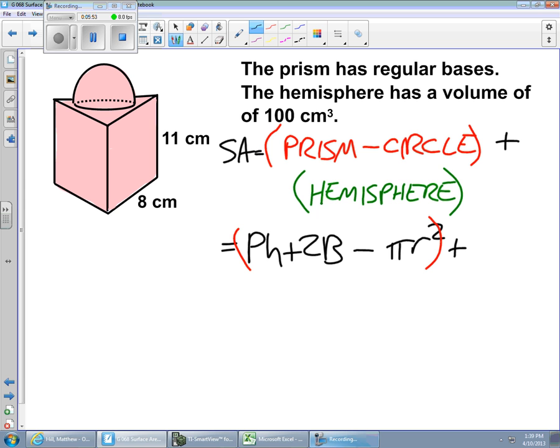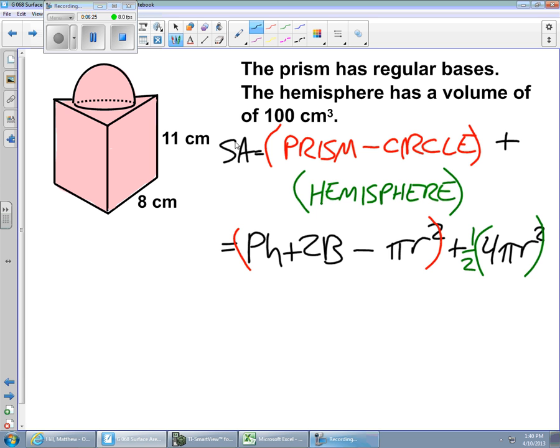When you look at your formula chart, you don't have a formula for a hemisphere. We do have an entire sphere, which is 4 pi r squared. But since we only want the hemisphere, then we're going to take half of that, or divide by 2, as some people are saying. So there's the formula.